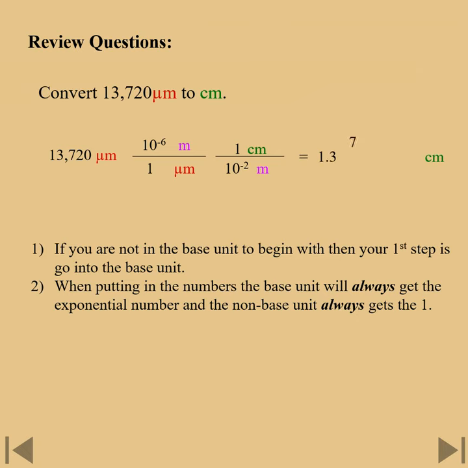My original number has 4 significant figures, so I'm going to have 4 in my final answer. My original number is 1.372 times 10 to the 4. Now I'm going to add that 4 to the negative 6 and then subtract the negative 2. 4 plus negative 6 is negative 2. Negative 2 minus negative 2 would be 0.